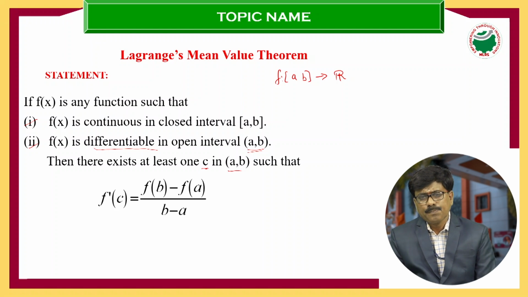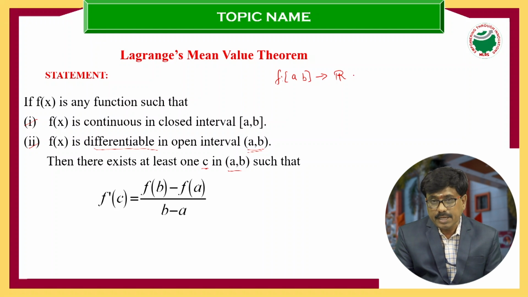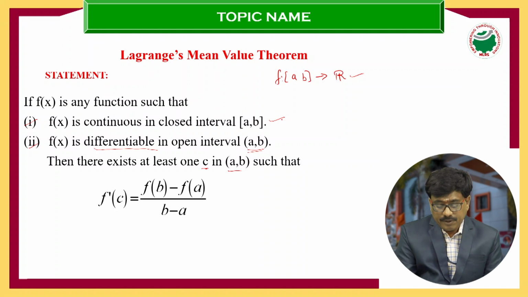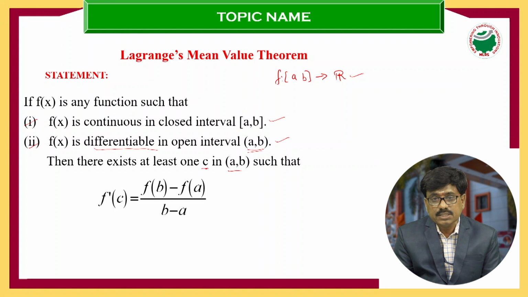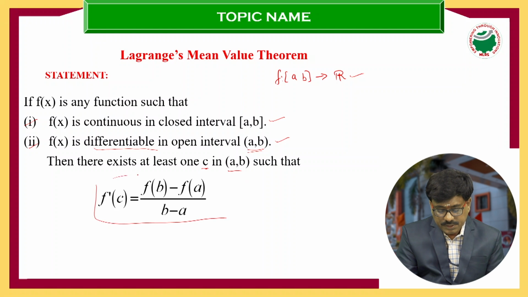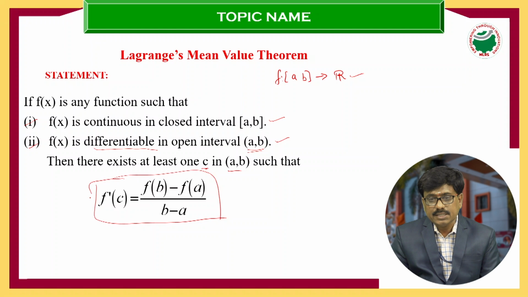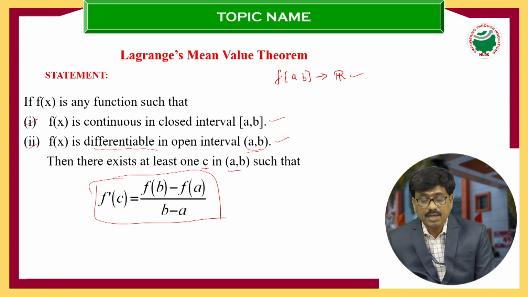What is the statement? It says f is a function defined from a, b to R, and f is continuous in the closed interval a, b. f is differentiable in the open interval a, b. Then there exists a point c between a and b such that f dash of c is equal to how much? f dash of c equals f of b minus f of a divided by b minus a, which is the statement of Lagrange's mean value theorem.